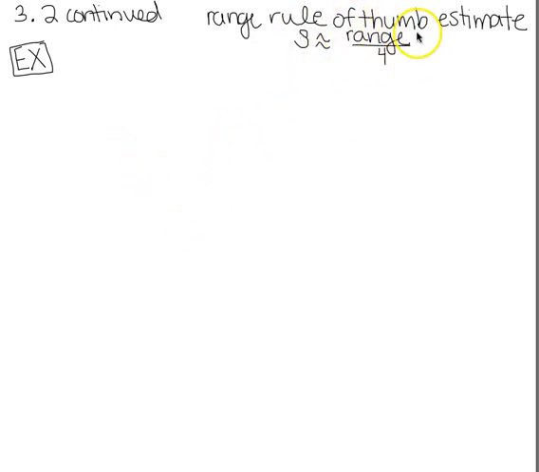Again, we would never use this formula unless they specifically say to use the range rule of thumb to estimate the standard deviation. Or, of course, if they didn't give you the data values, but you knew the max and the min. Those are really the only cases we would use it.